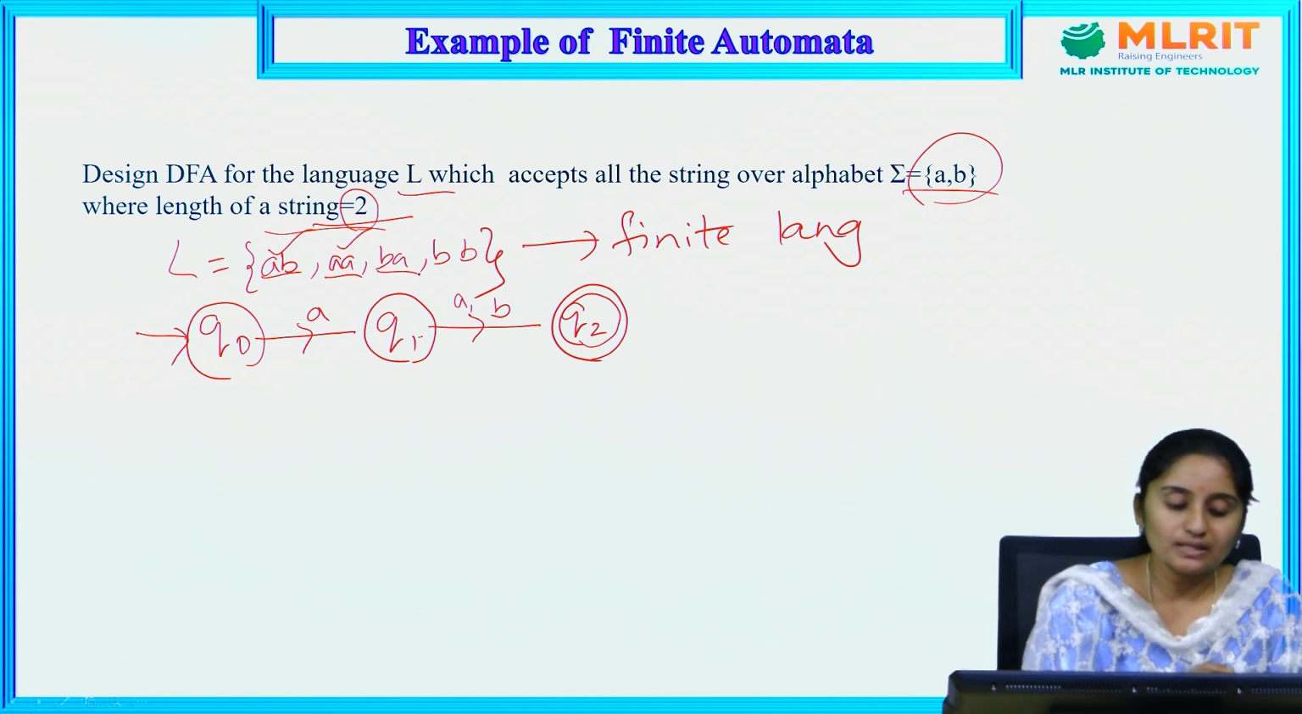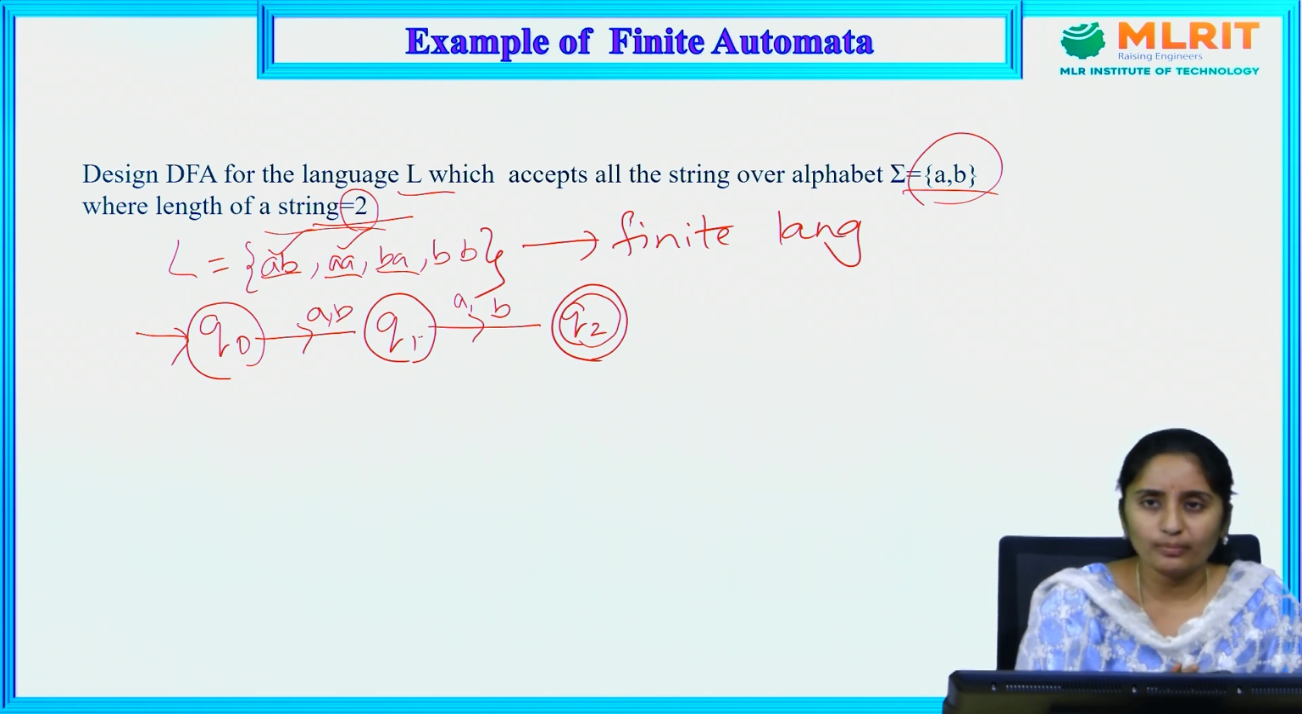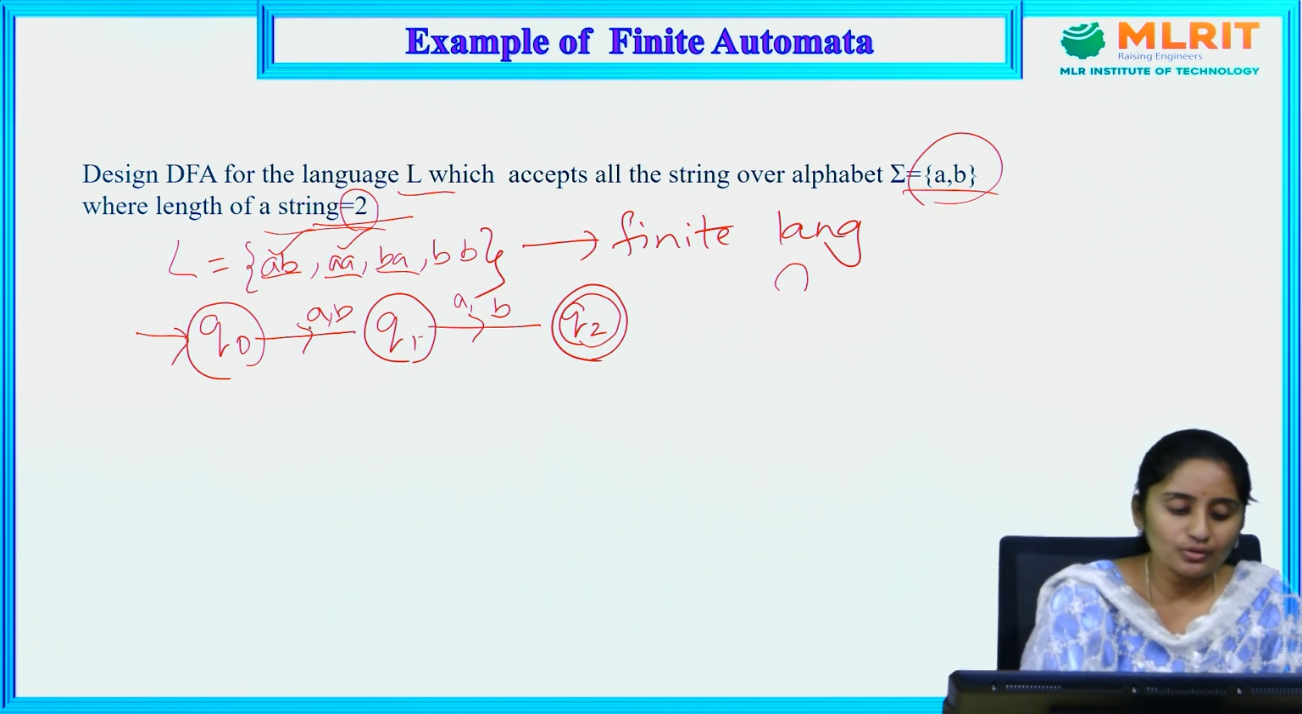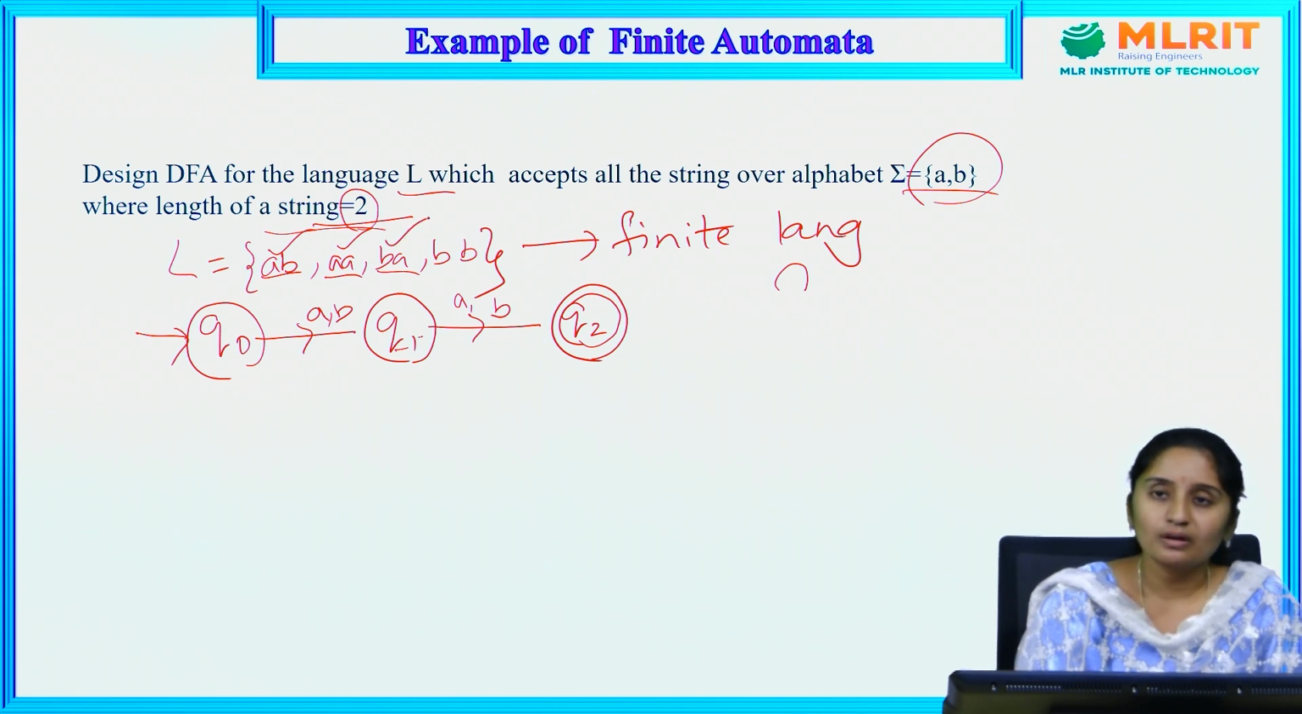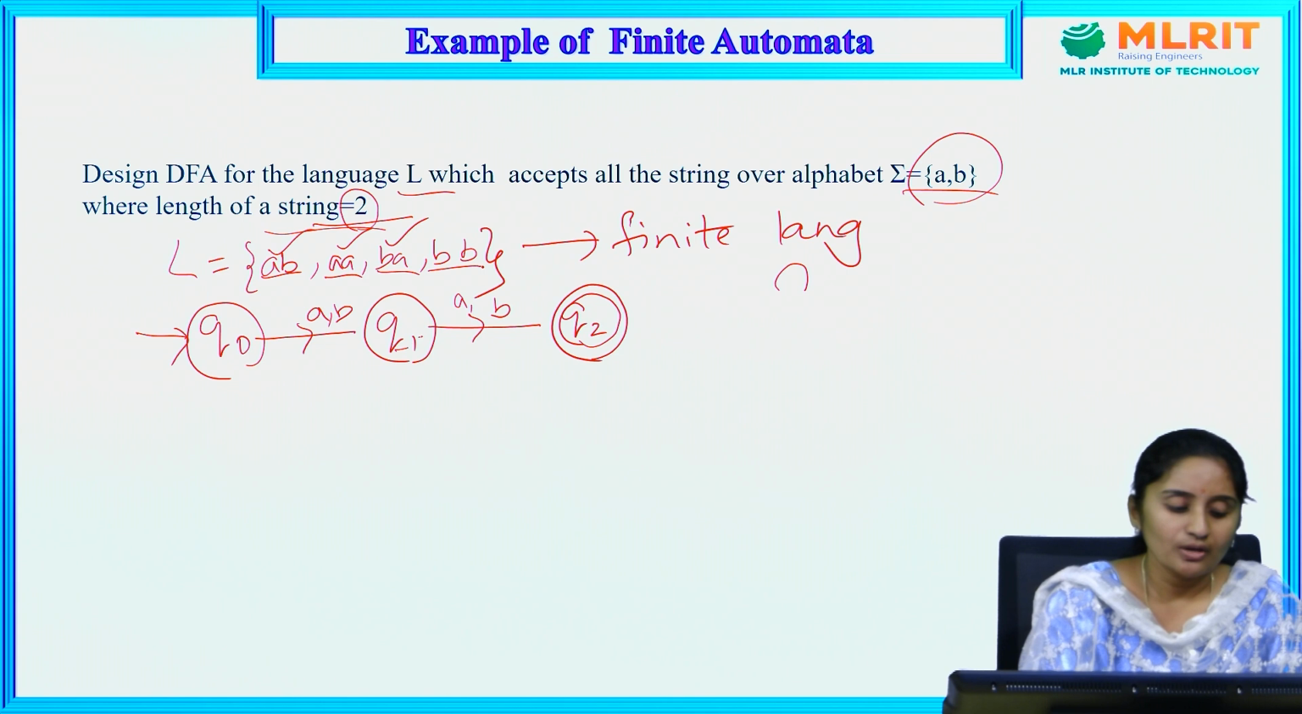The next one is BA. It should start with B. So A, B: this means it can take either A or B, not both. If I have a loop like this, then I can take A or B any number of times. So Q0 on B, it is moving to Q1. Q1 on A, it is moving to Q2. So this string is also accepted. The next one is BB. Q0 on B, it is moving to Q1. Q1 on B, it is moving to Q2. So this string is also accepted. So this is the DFA diagram.